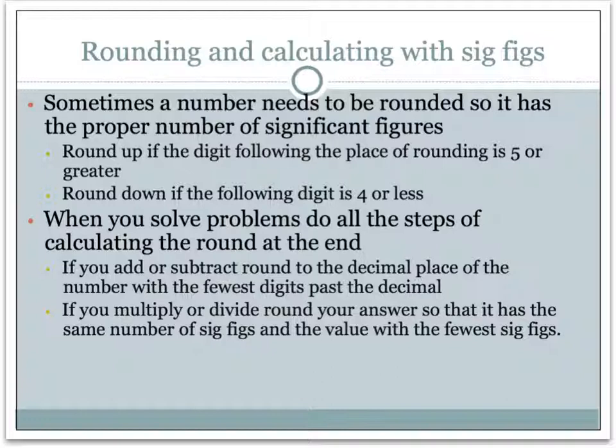It's also sometimes necessary to do calculations involving significant figures. But remember, we'll do all of our calculations first and round at the end. If we add or subtract, we're going to round to the decimal place of the number with the fewest digits past the decimal. However, if we multiply or divide, we're going to round the answer so that it has the same number of significant figures as the value with the fewest significant figures. To help you see how this works, let's try some examples.